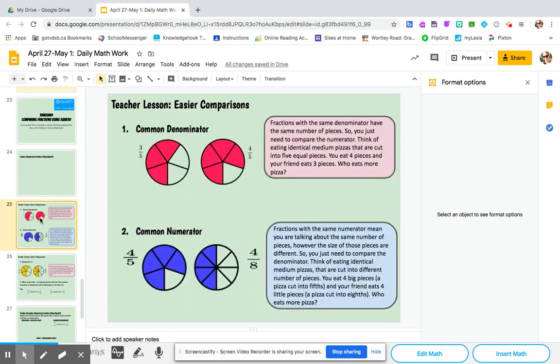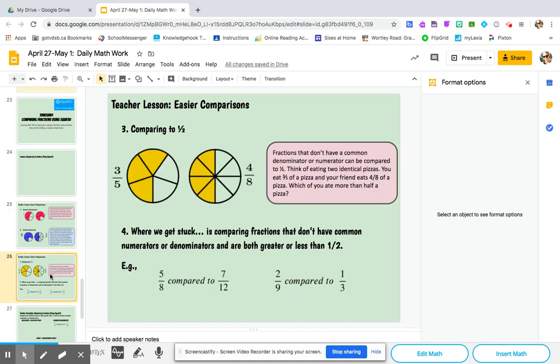So I wanted to review quickly that comparing fractions with a common denominator is relatively easy. We know that you're just talking about which one has more pieces that are the same size. For a common numerator, we know you have the same number of pieces, but they're cut into different sizes. Pizzas cut into eighths will have smaller pieces than pieces cut into fifths. So relatively easy to compare. 4 small pieces is going to be less than 4 bigger pieces.